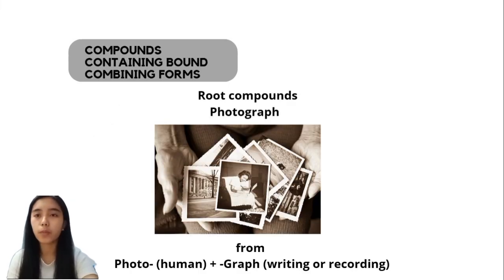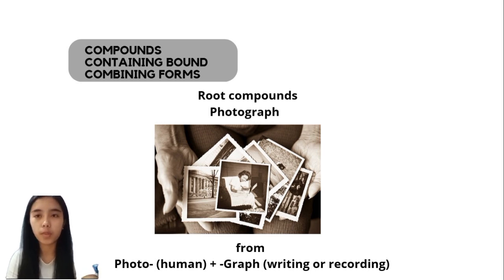Compounds containing bound combining forms. The term bound compound typically refers to a type of word formation involving morphemes, the smallest units of meaning in language, that cannot stand alone as independent words. These morphemes are called bound morphemes because they need to be attached to other morphemes to form a complete word. Root compounds are words formed by combining two root morphemes, which are often borrowed from Greek or Latin. Here are some examples of word root compounds.